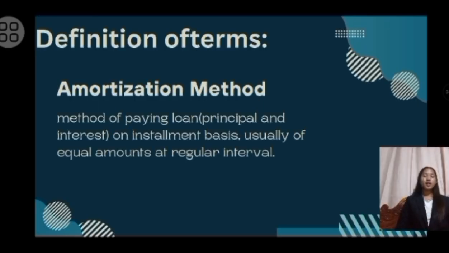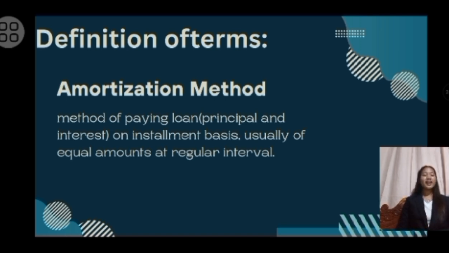So the first one is amortization method. Amortization method is a method of paying a loan on an installment basis, usually of equal amounts at regular intervals. Amortization is a way to pay off a loan by making equal payments over a set period. Each payment includes a portion for the principal and a portion for the interest.